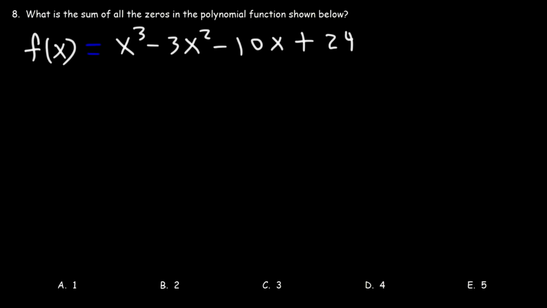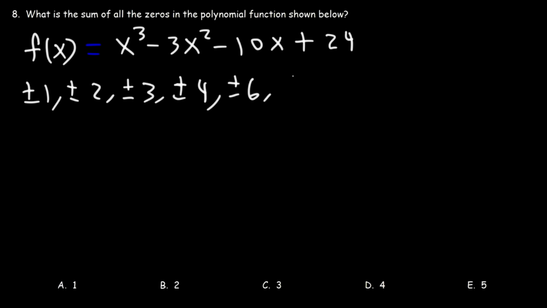Number 8. What is the sum of all the zeros in the polynomial function shown below? So how can we find the answer to this problem? Now, we can't really factor this polynomial right now. So what we need to do is list the possible zeros that we can get in this polynomial, find one that works, and then use synthetic division to find the others. So the first thing we need to do is write out the possible factors of the last number, 24. So possible factors of 24 are 1, 2, 3, 4, 6, 8, 12, and 24.